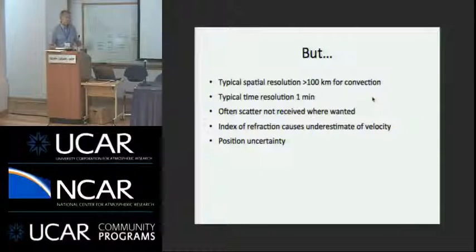So that's a long time, actually. Scatter is often not received where you want it. The index of refraction in the plasma causes an underestimate of the velocity that we measure, so we have to know the index of refraction. And because it's relying on refraction to get propagation over long distances, the position where we're actually making a measurement is somewhat uncertain.